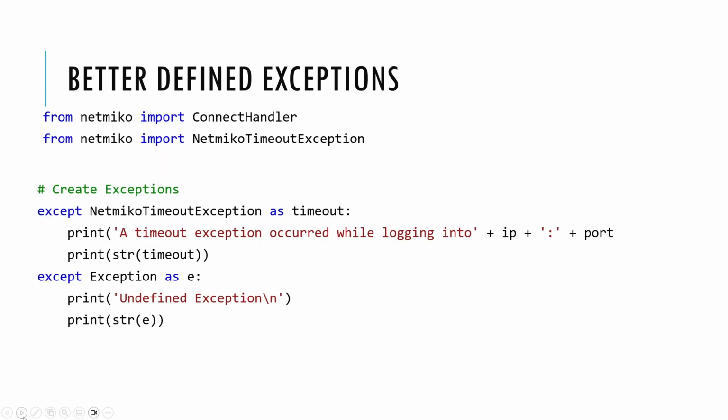Now, if we want more clarity in our exceptions, or maybe we want our program to do different things based on what exception they get, instead of just using the generic exception, we can create a catch clause for the NetMiko timeout exception. And when this happens, we're going to write a different message. Maybe we're going to write this to a log file. Maybe we'll send an email. We can do anything we want to in this code block. And then we're going to print the timeout value right there. We're going to print the actual exception named timeout.